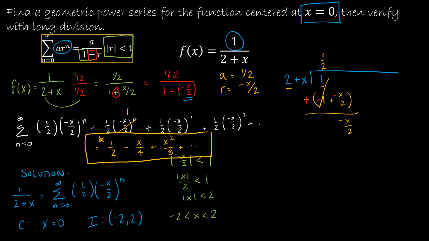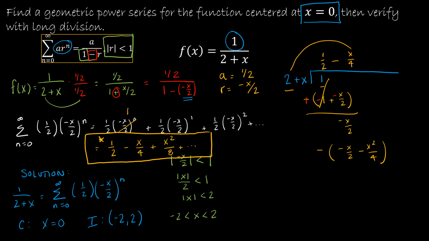And then I do the exact same thing. I compare 2 to negative x over 2. What would I have to multiply by 2 to get negative x over 2? Well, I would have to multiply it by minus x over 4. Because if I take negative x over 4 times 2, I'm going to get negative 2x over 4, which is negative x over 2. And then if I take negative x over 4 times x, I get minus x squared over 4.